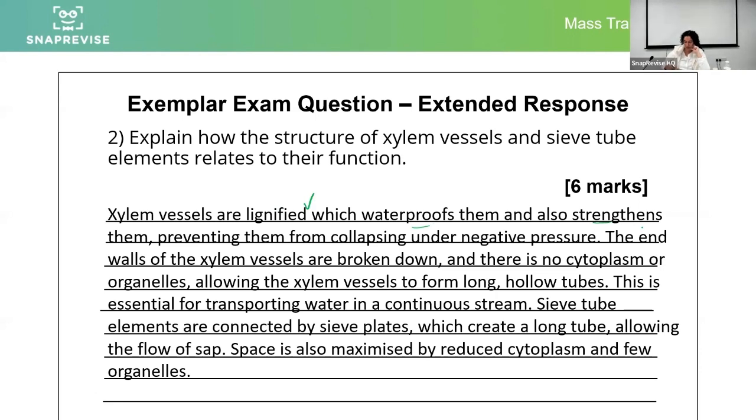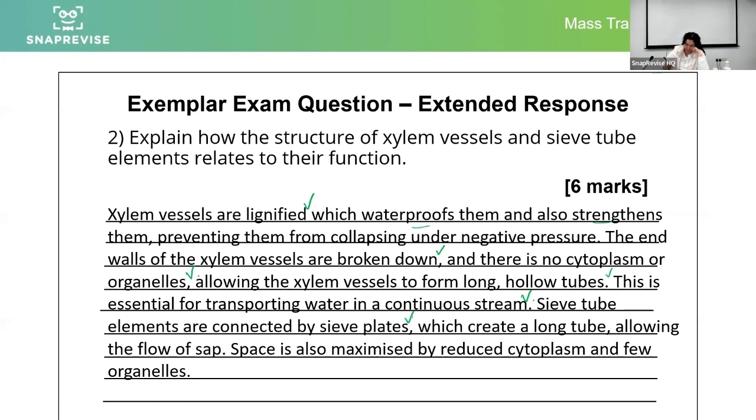The end walls of the xylem vessels are broken down. That's another structural feature. And there is no cytoplasm or organelles. That's another mark there. And what does this do? It allows the xylem vessels to form long, hollow tubes, which basically maximizes water transport. It is essential for transporting water in a continuous, unbroken stream. That's another mark. Sieve tube elements are connected by sieve plates.